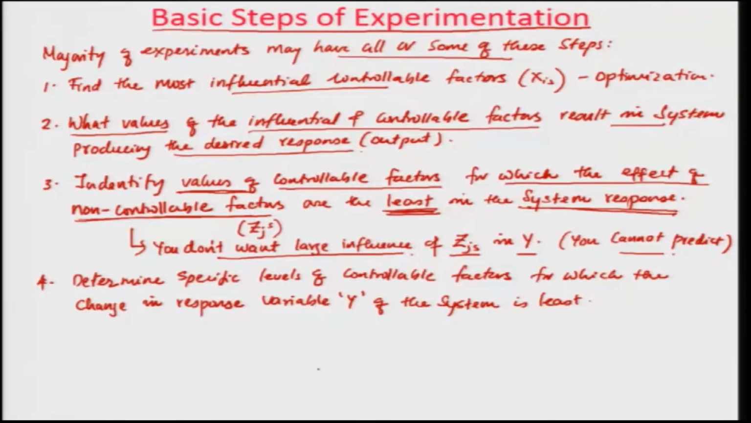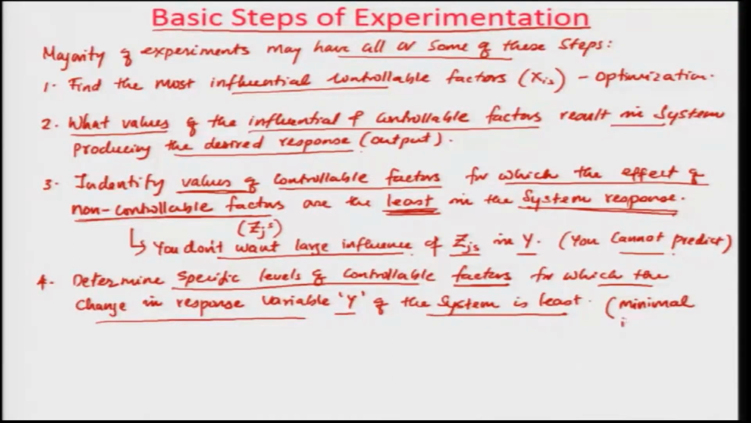So, what we are saying is identify the specific levels of controllable factors, determine which are the levels of the controllable factors where the change in response variable of y is the least. This is what you are saying is minimal impact of input. Okay. This gives you something called as robust design.